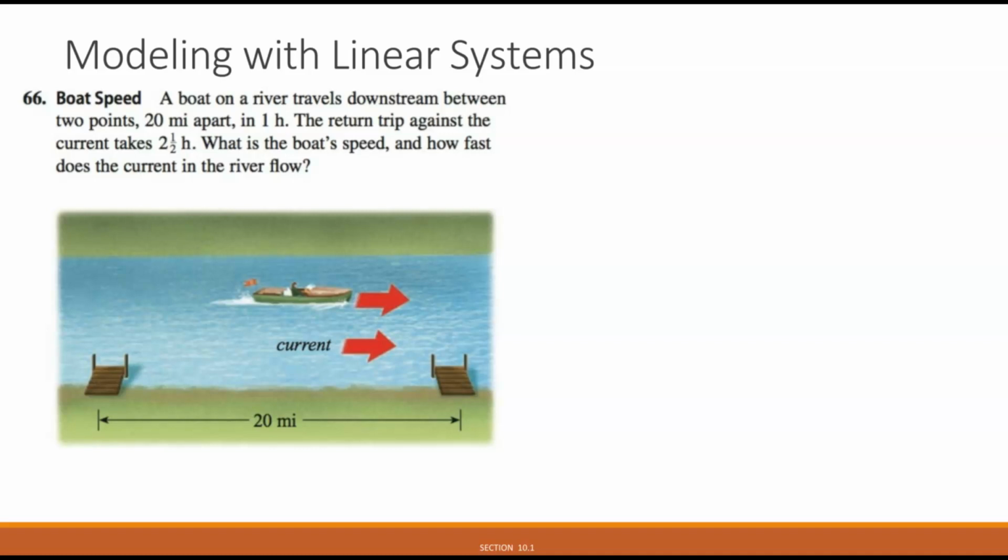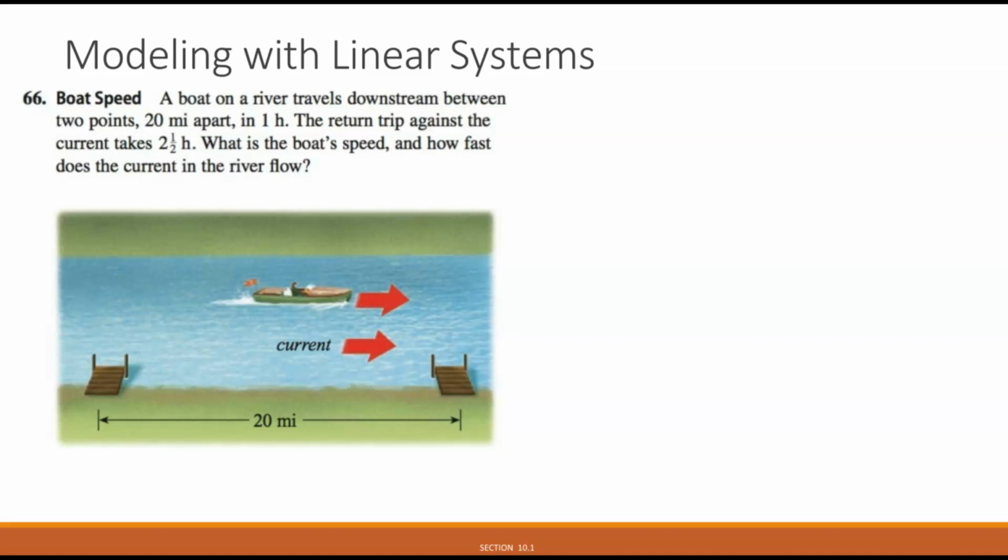A boat on a river travels downstream between 2 points 20 miles apart in 1 hour. The return trip against the current takes 2.5 hours. What is the boat speed and how fast does the current in the river flow?